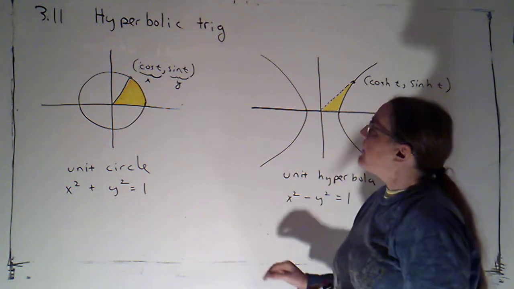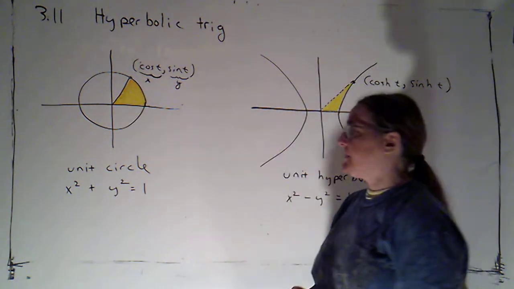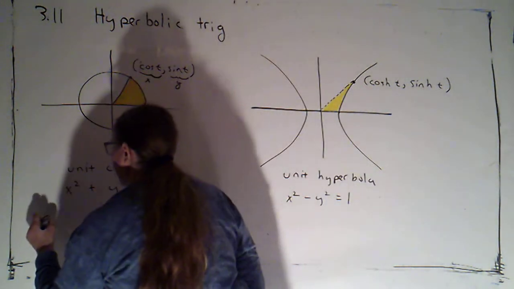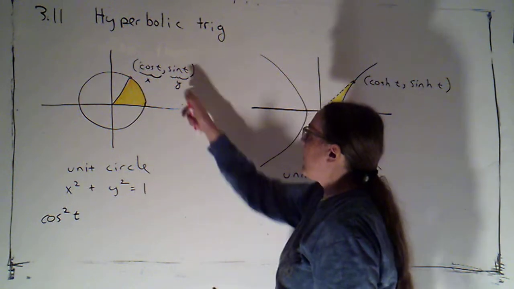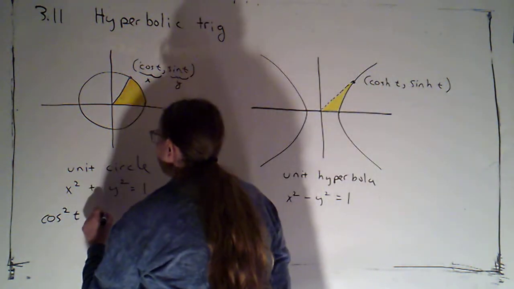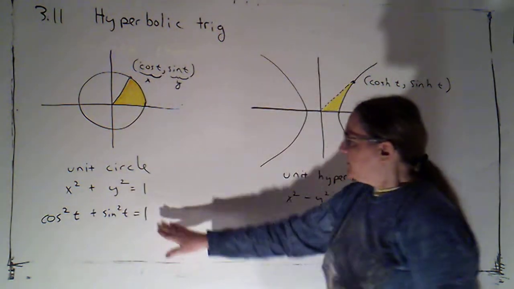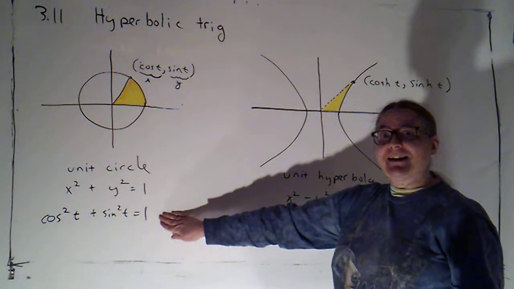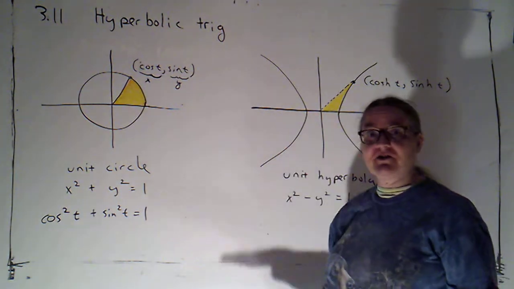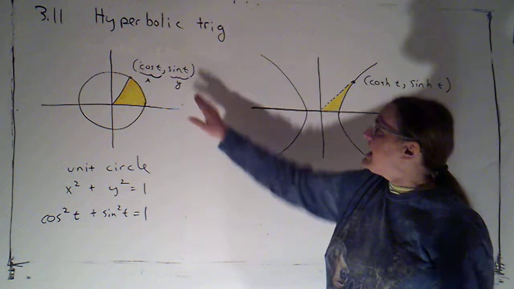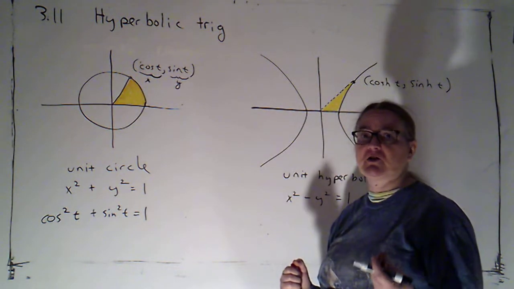Okay. Now the equation for the unit circle is x squared plus y squared equals 1. If x is cosine of t, x squared becomes cosine squared t. If y is sine of t, y squared becomes sine squared t. So that's my basic Pythagorean identity for regular trig. It really comes from just the equation of the unit circle. We say here that sine and cosine parametrize the unit circle.